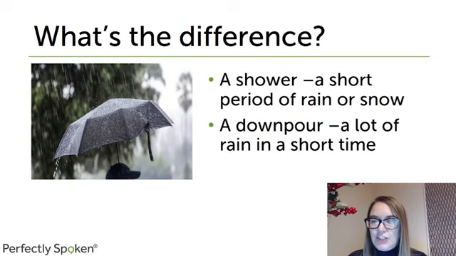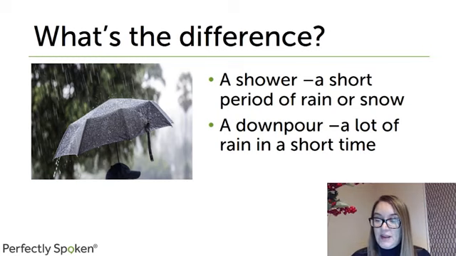Number 2, we had a shower and a downpour. Well, these are both connected to rain. But a shower you can also use for snow. So a short period of rain or snow is a shower, and a downpour is more connected to the volume. So if it's a downpour, it's a high volume of rain in a short time. And you often hear it with the word heavy, a heavy downpour, a lot of rain in a short period of time.